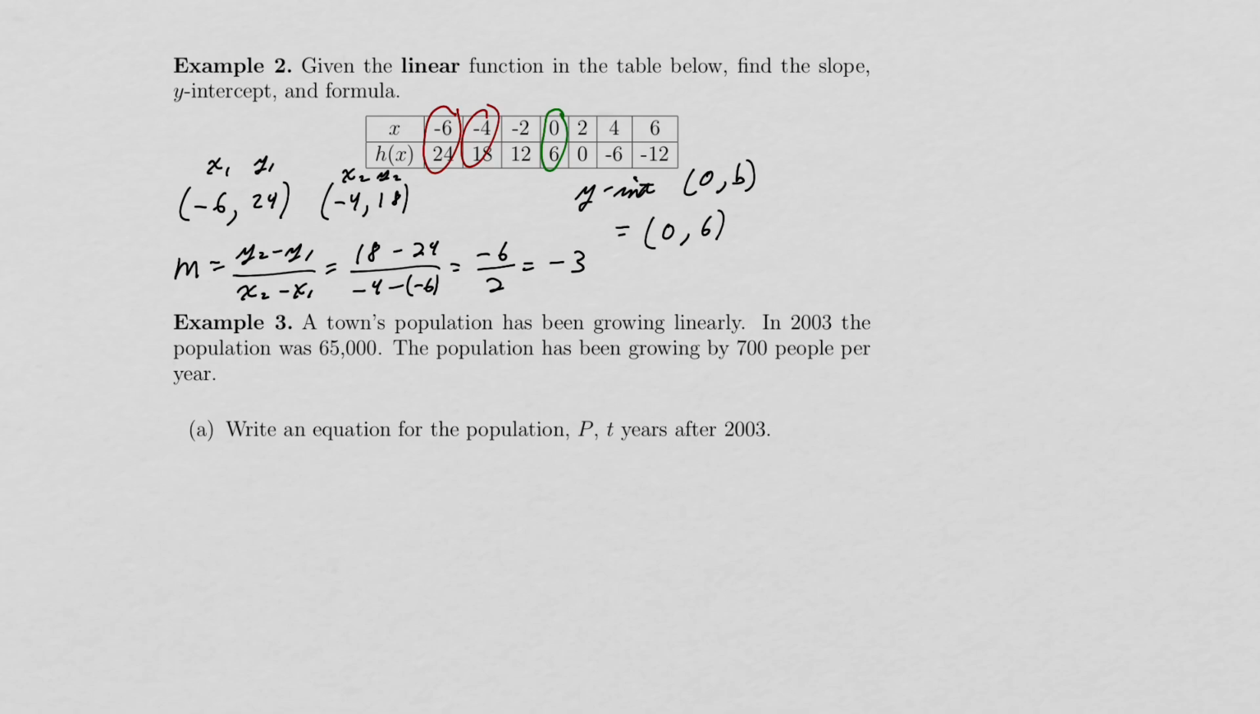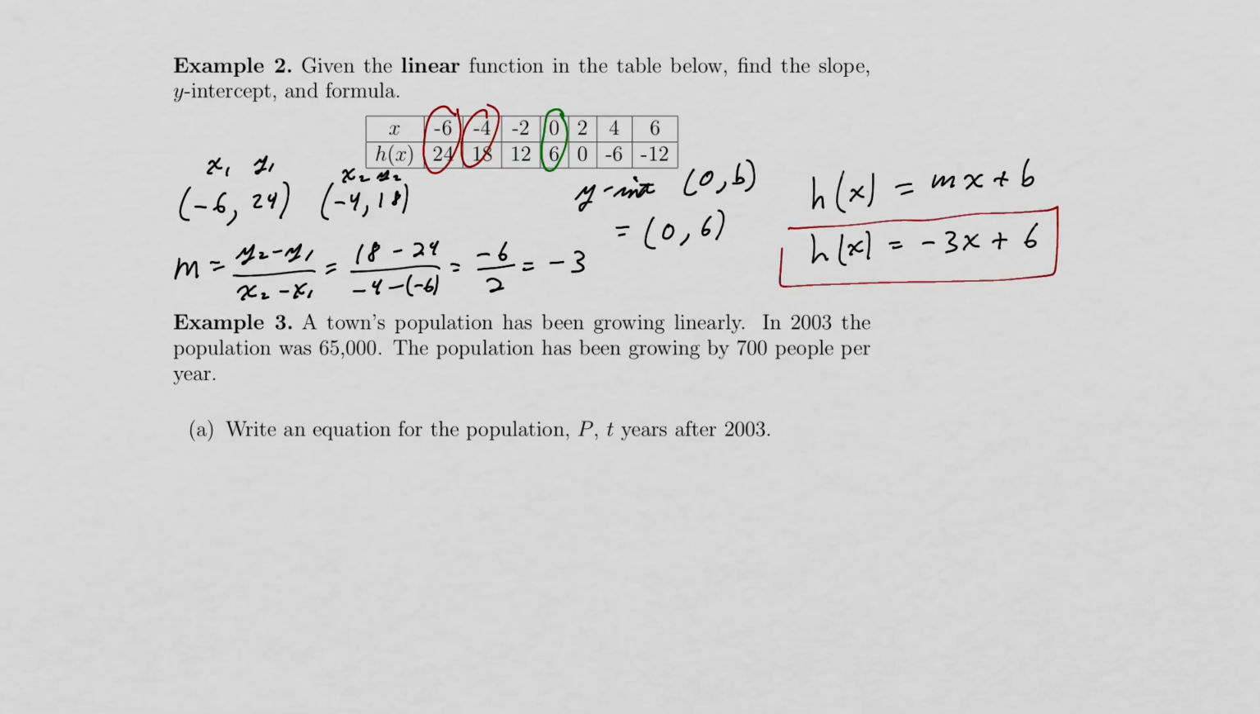All right, and now that we know the slope and we know the y-intercept, we can come up with an equation. Remember the equation, so I'll call it, since they're using h as the name of the function, h of x equals mx plus b. But I know now that m is -3, and I know that b is 6. So that would be the function. That's the linear function. So this is an h here. So h of x equals -3x plus 6.